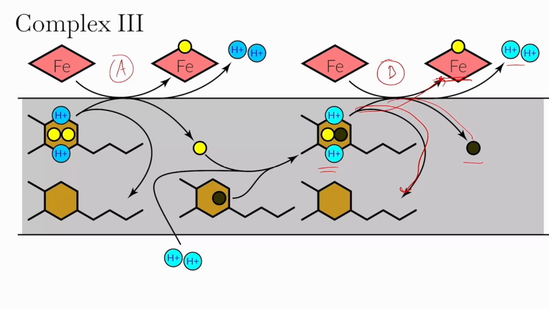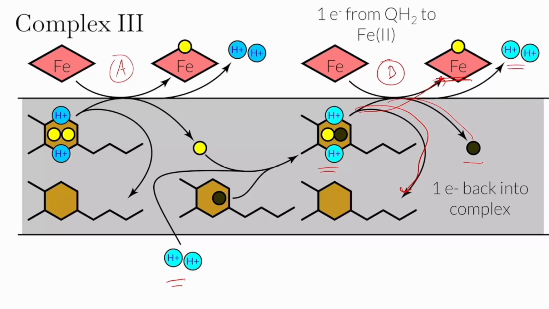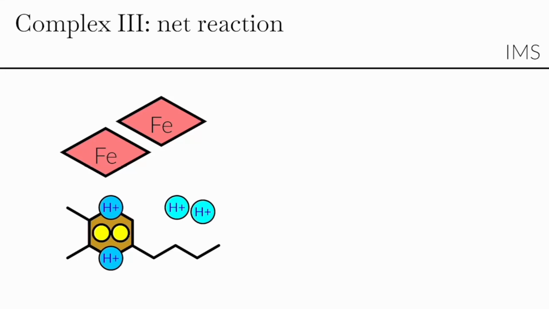And finally, the 2 protons that we picked up down here on the matrix side are now dumped onto the IMS side. So we picked up an electron from QH2 and moved it onto the iron. We moved an electron back into the complex to continue the Q cycle. And we took 2 protons from QH2 and dumped them into the IMS. What that means is we can actually write out a net reaction here that looks like the following.